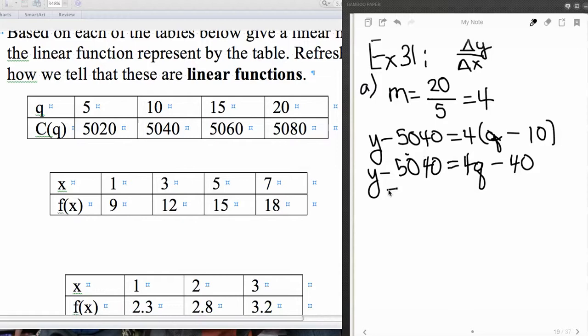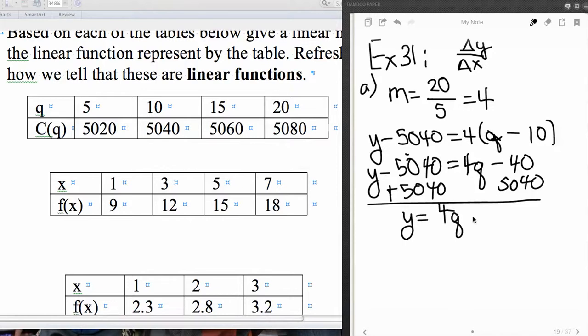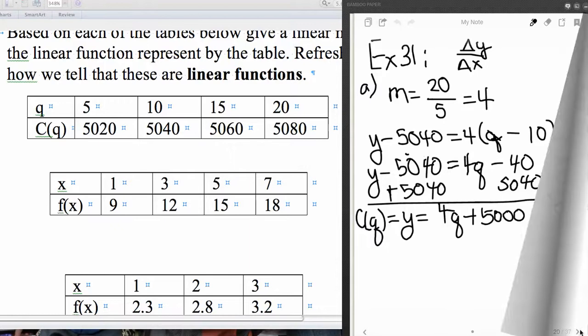And one last step, we're going to add 5,040 to both sides, and when we add 5,040 to negative 40, we're going to get 5,000. So y is equal to 4q plus 5,000. And then we don't want y anymore. We want to do the function notation, so we call this c of q. And there we go, there's our model. All right, let's try the next one.